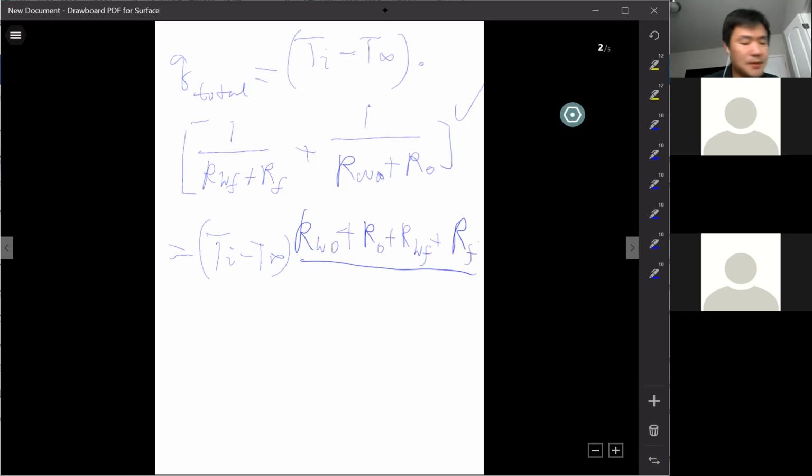Okay. Anyway, you remember there are four resistances. Two of them are in series, and between the two there are parallel. It looks tedious and messy for the equation, but it's just the equation. Just apply it. I think it should be fine.